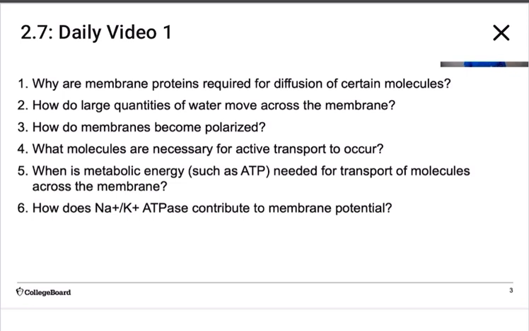How do membranes become polarized? What molecules are necessary for active transport? When is metabolic energy, such as ATP, needed for transport? And how does the sodium-potassium pump contribute to membrane potential? So let's dive in.